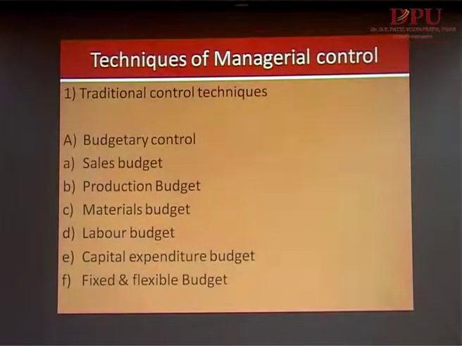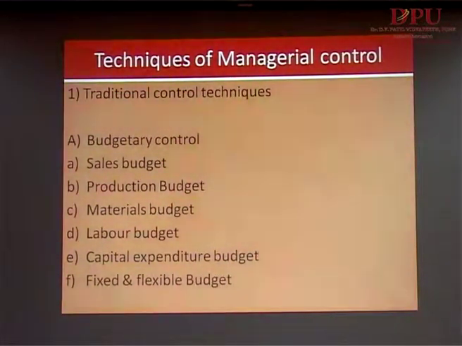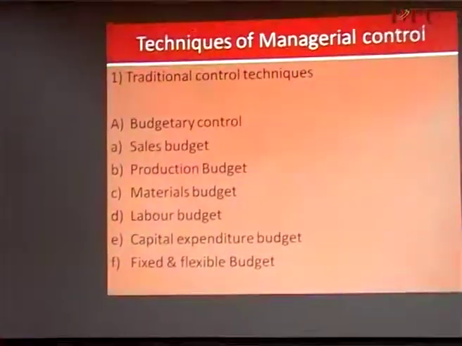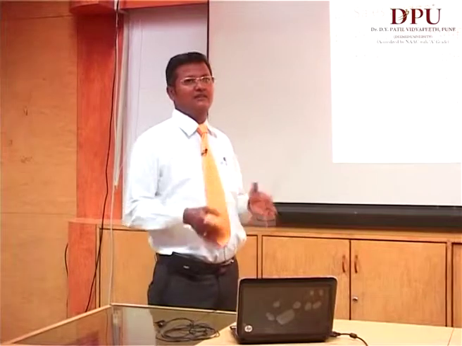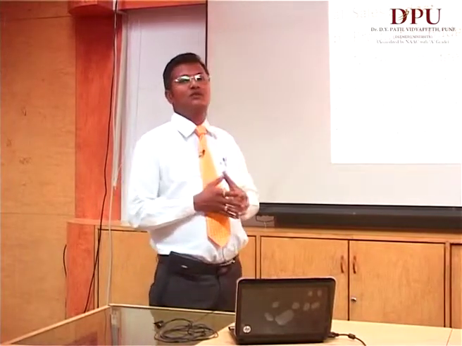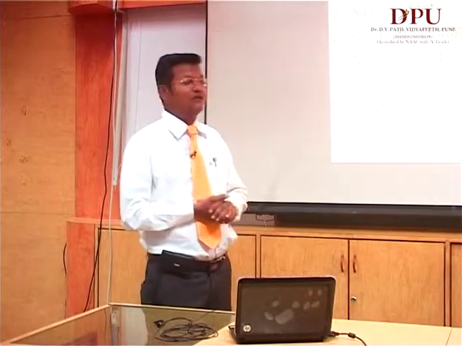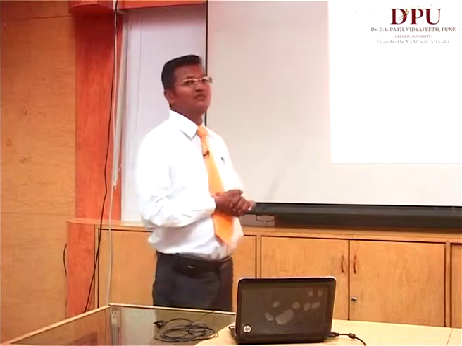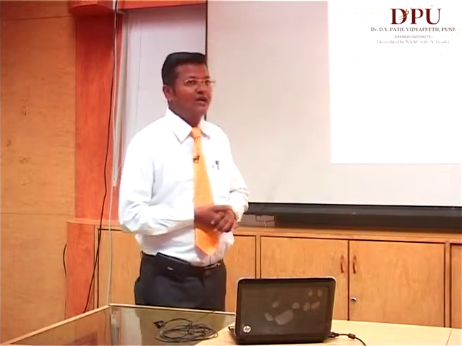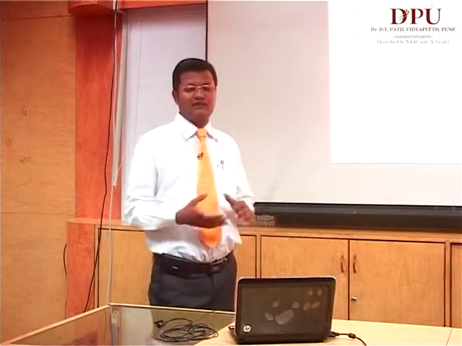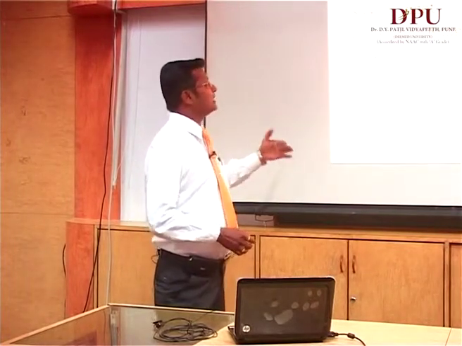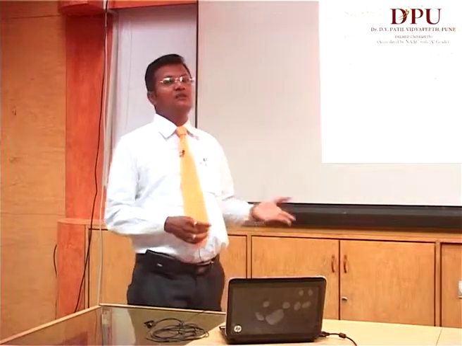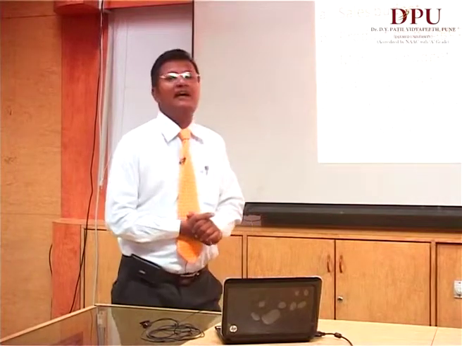Now techniques of management control. The first is traditional control techniques, in which there is budgetary control. Budget is required to carry out any activity in the organization, and expenses are important. Spending money is an important thing for management and for the company, so budgetary control is important. Then sales budget. For sales, a budget is required for marketing or promotion. Then production budget, materials budget, labor budget, capital expenditure budget, and fixed and flexible budget. All these budgets are controllable from the manager's side.